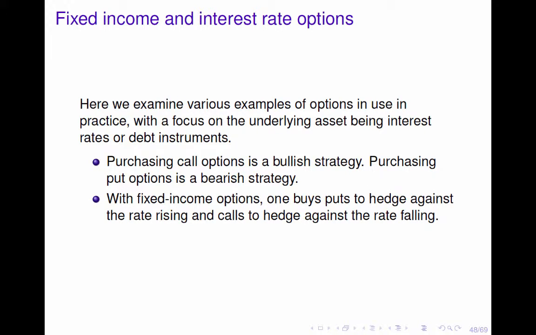Therefore, with fixed income options, one buys puts to hedge against the rate rising and calls to hedge against the rate falling. The reason is that for fixed income options, the prices of the underlying debt instruments increase as the interest rate decreases, and vice versa.